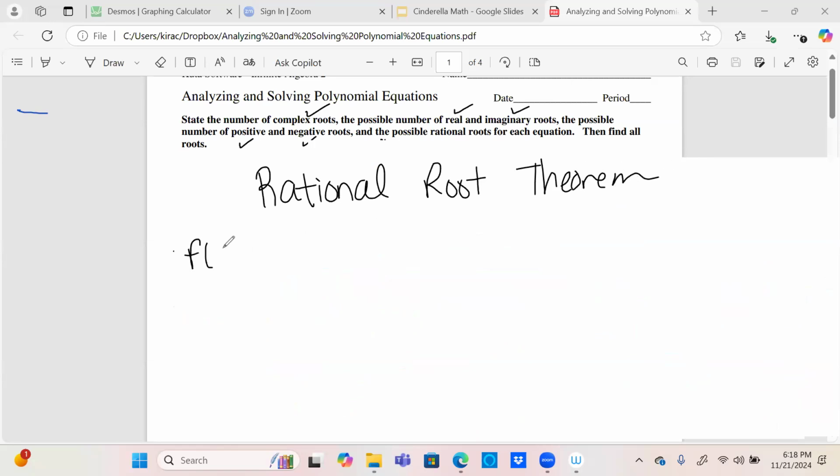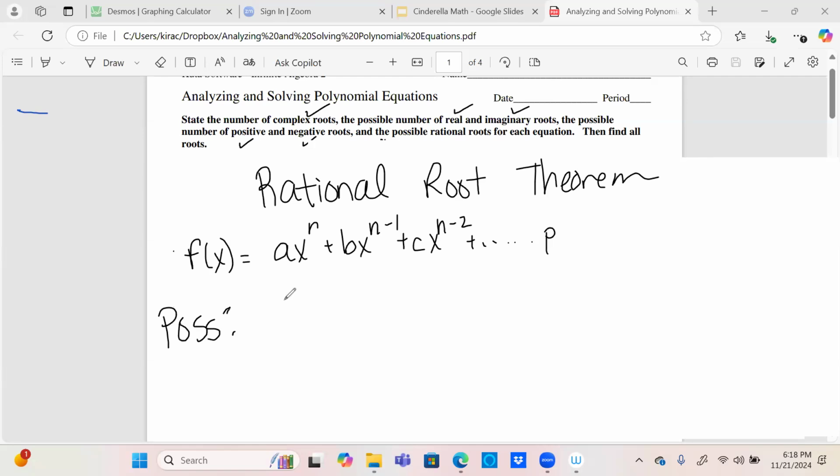That says if you have a function ax to the n plus bx to the n minus 1 plus cx to the n minus 2 plus dot, dot, dot, up to, let's say, p, the possible rational solutions, which means it can be written as a fraction, are all the factors of, take the last one, all the factors of p. Now this doesn't mean that they're answers.